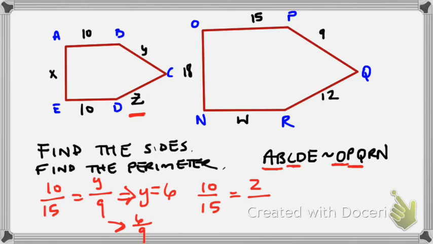Now, if I set that up, I have 10 over 15 is equal to Z over 12. Go ahead and solve that. Again, I have 10 times 12 is 120. Then I'm going to take that 120 and divide it by 15, and I end up with 8. So Z is equal to 8.